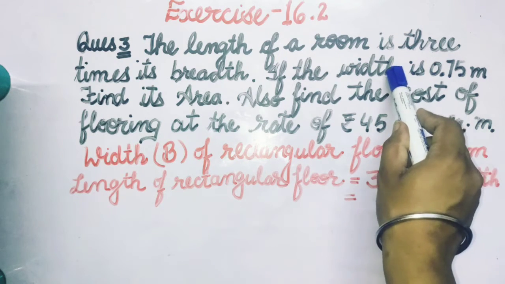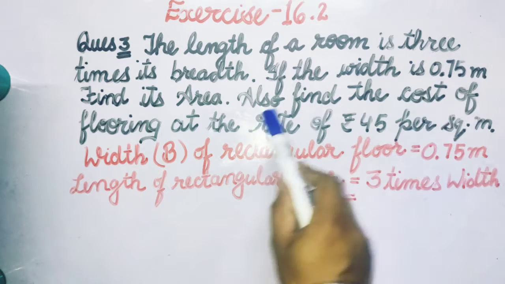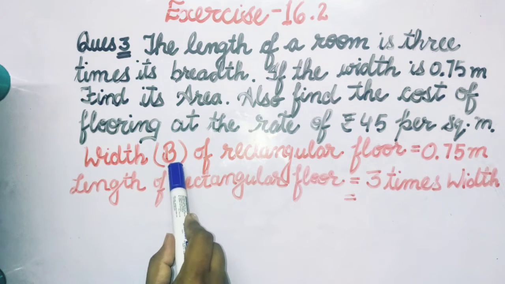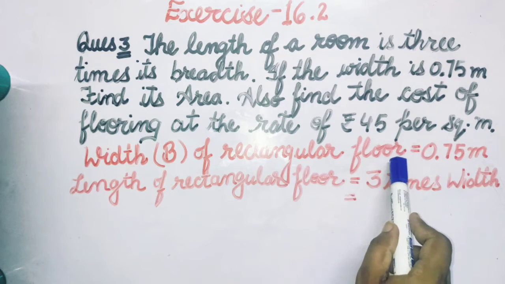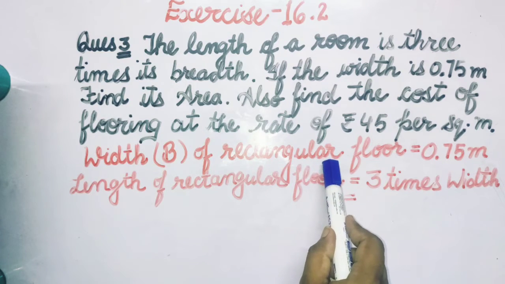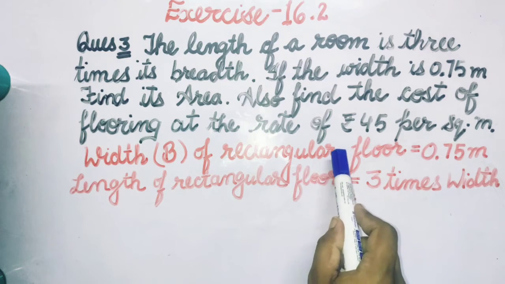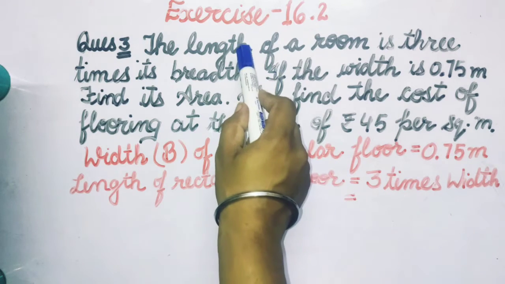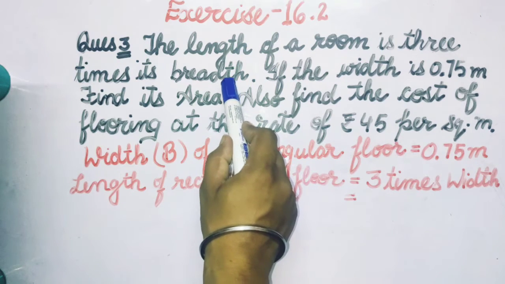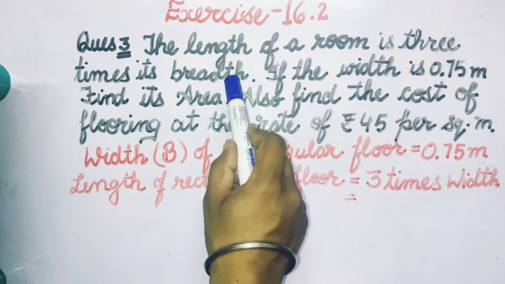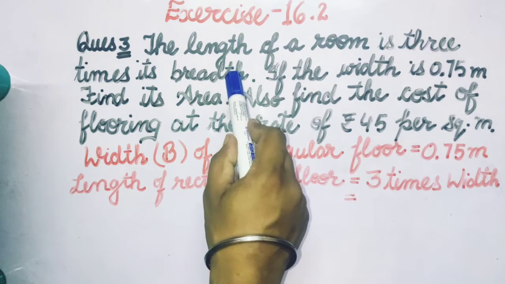Students, width is given to us, so I have written width, that means breadth of the rectangular floor. Why have I written rectangular? The reason is, students, when in the question length and breadth are given or length and breadth are asked, it means we are talking about a rectangle.